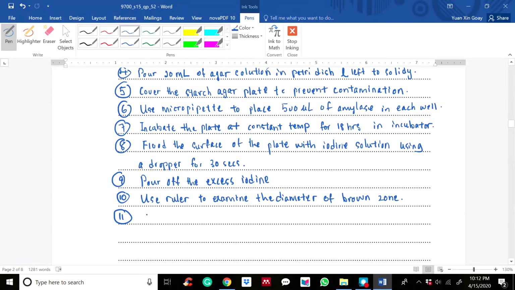And lastly, you need to repeat all the steps here to examine the unknown fungal amylase extract. So repeat steps 8 to 10 for fungal extract testing.